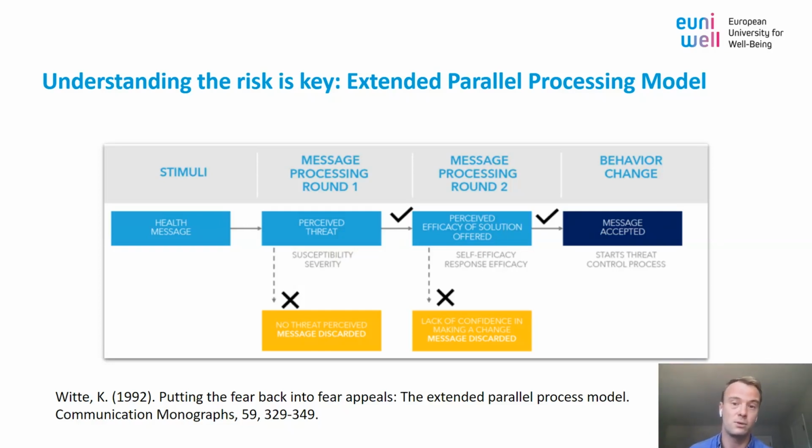And this model, which is called the extended parallel processing model, actually talks about two steps of assessing the situation. And it says that if in either of these steps people feel like they're not going to take, or they're not going to want to take, then the whole process stops. So in step one, they're going to be assessing the threat, right? Very similarly to what we talked about in the previous slide, they're going to be thinking about, am I susceptible? And is this severe enough? Is the disease severe enough so that I should deal with it? If the answer is no, they're not going to move forward in the thought process.